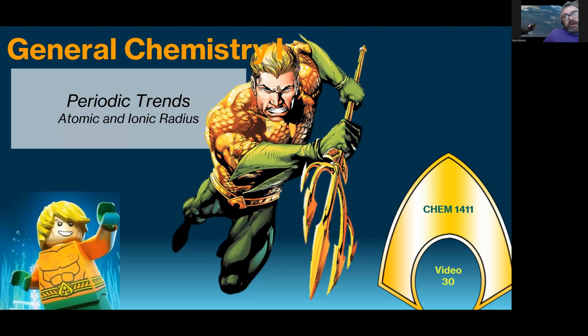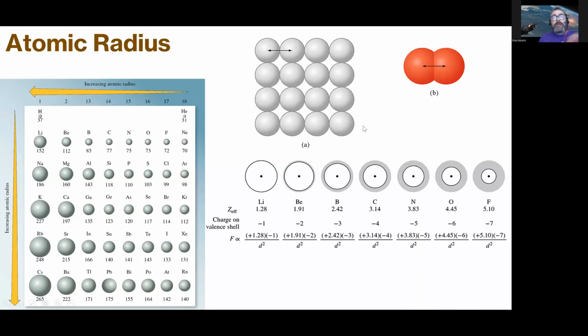Alrighty. The next couple of videos, we're going to talk about periodic trends. I want to start off here with atomic and ionic radius. This is a way to think about what the size of these atoms and ions are.